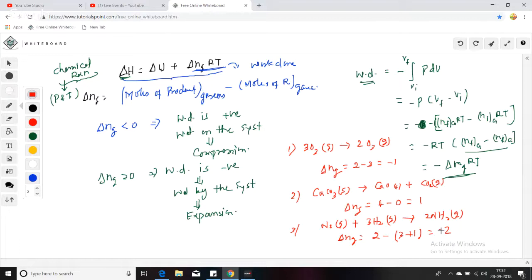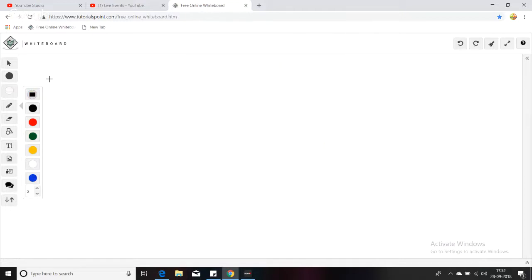Okay, so the next thing we have to understand is the various processes. This one is again the most important thing in this chapter. What are the different types of processes we have?